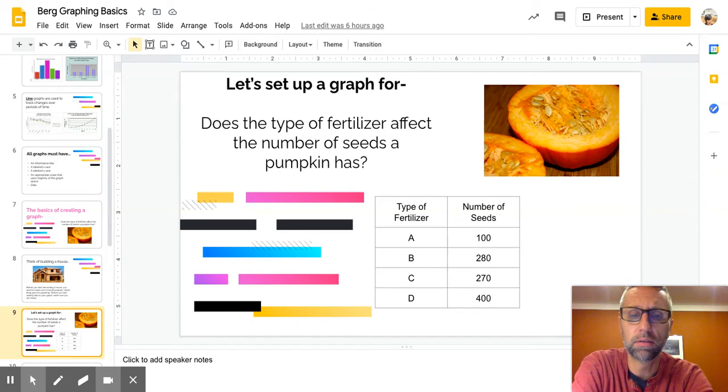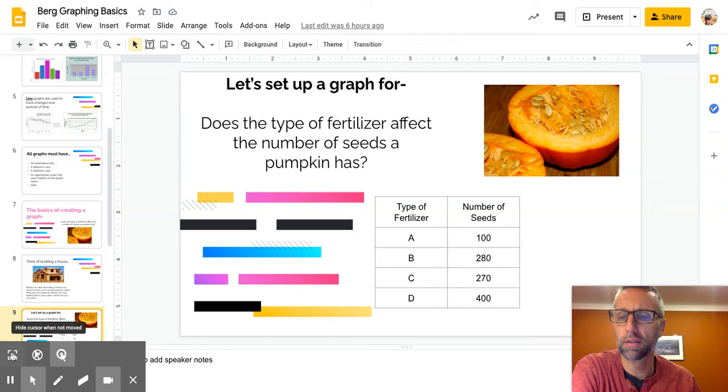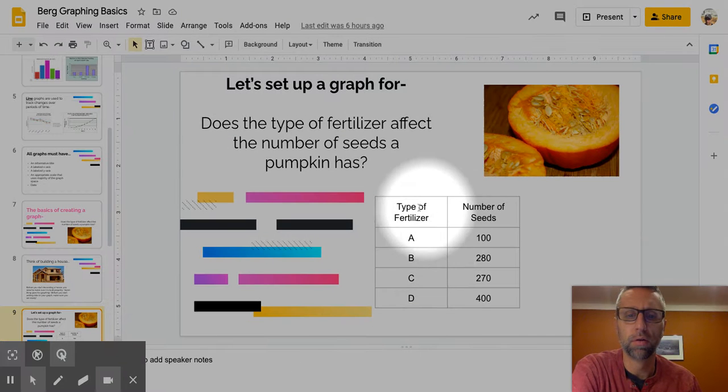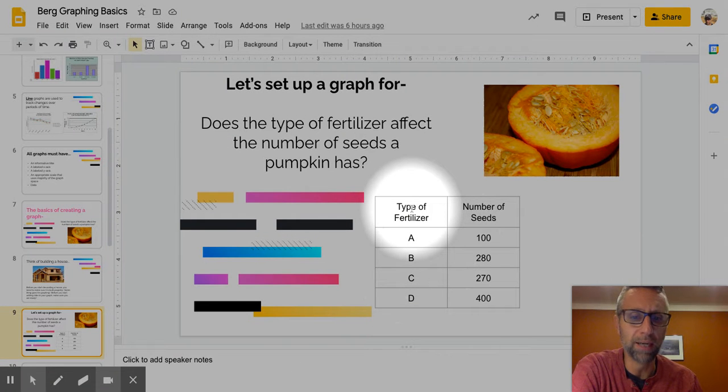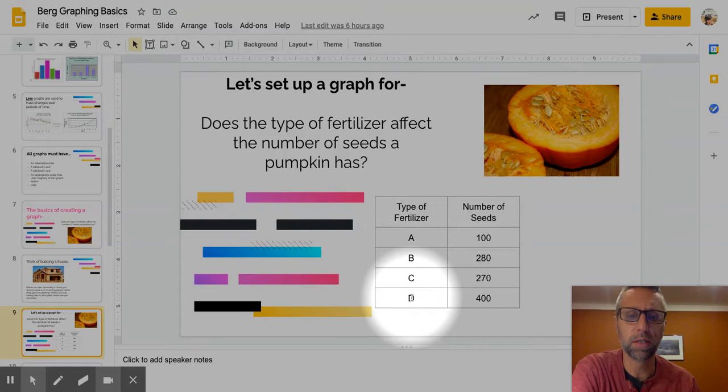So let's look at our data. Again, we have a data table, and on the left, let's focus on that. Over here, top left is always going to be our independent variable. So this is what we were comparing. We were comparing the type of fertilizer, and we had 4 types, A, B, C, and D.